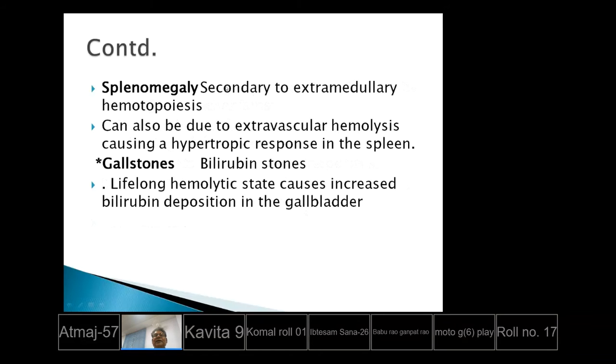Next is splenomegaly. This is secondary to extramedullary hematopoiesis. It can also be due to extravascular hemolysis causing a hypertrophic response in the spleen. There is formation of gallstones, usually bilirubin stones. A lifelong hemolytic state causes increased bilirubin deposition in the gallbladder.